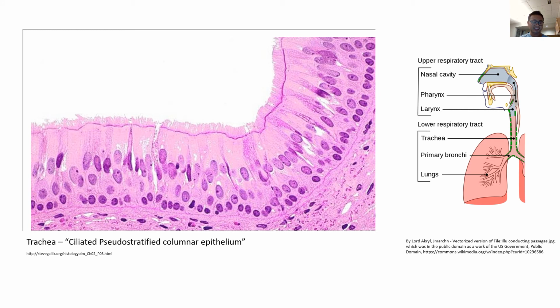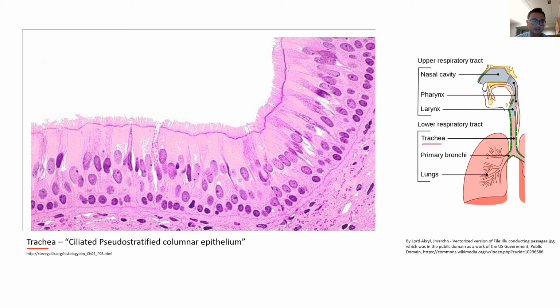So let's look at an example. This is an H&E slide of the trachea. The trachea is part of the lower respiratory tract. So here's your nose, and from the nasal cavity, it'll go into the pharynx. Air will move into the pharynx to the larynx, then down into our lower respiratory tract, into the trachea, where it'll then bifurcate into the primary bronchi. And this bifurcation is also known as the carina.